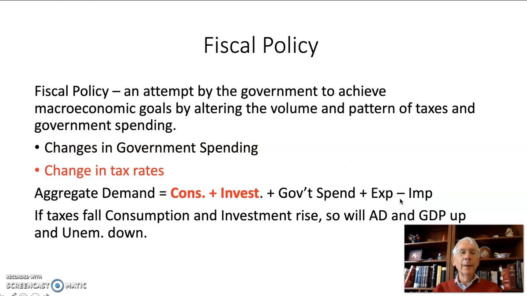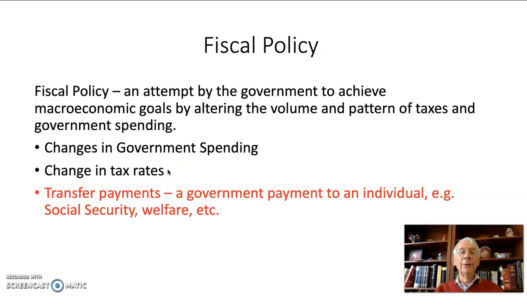Hallelujah. Another thing the government can do is change taxes. Suppose the government lowers the tax rate. Just imagine if you or your family got a cut in your taxes, you might go out and consume more. You'd have more money. If business taxes are cut, then businesses might go out and invest more. So another thing the government can do as part of fiscal policy is to change taxes. If they cut them, that will raise aggregate demand.